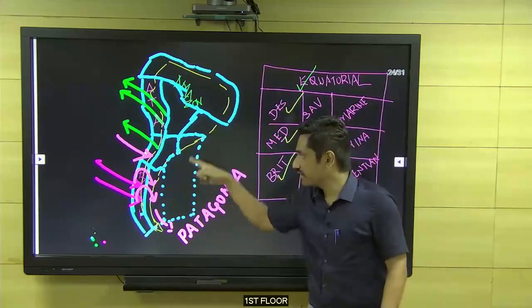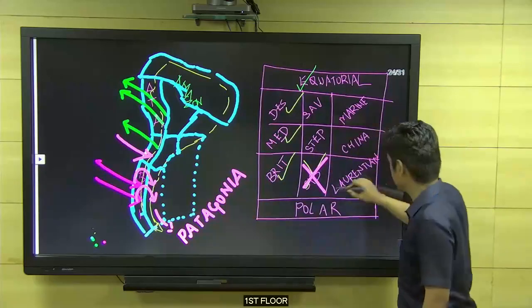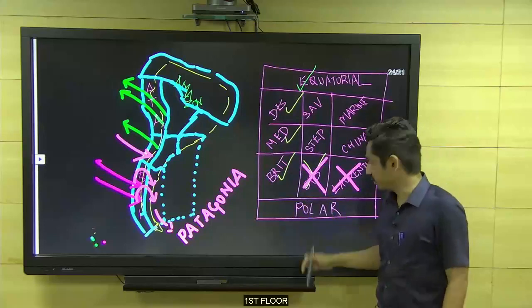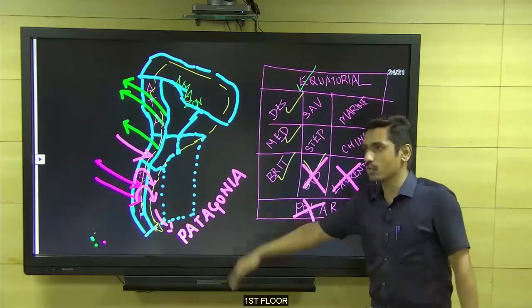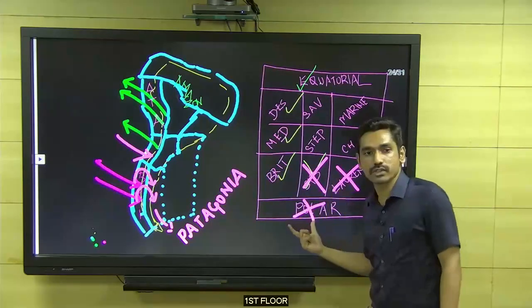You take Laurentian climate, clearly land is not there. No chance. So two climates are completely absent. Polar climate, no chance. Polar climate is totally off. Even these two climates are not there. No chance you will get polar.